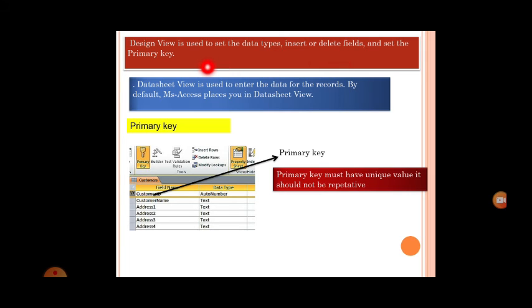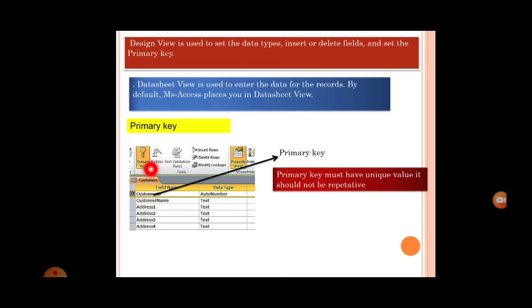So we are going to first use the design view to set up the data types, and then we are going to go to the datasheet view and create the records. So datasheet view is used to enter the data for the records. By default, MS Access places you in the datasheet view. So if you don't choose anything, it automatically places you in the datasheet view.